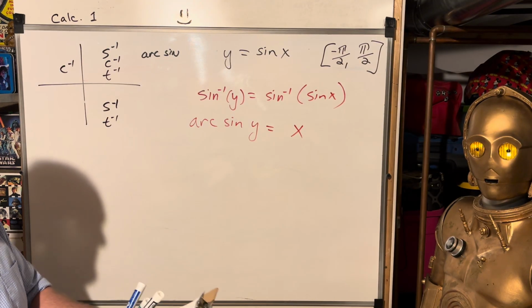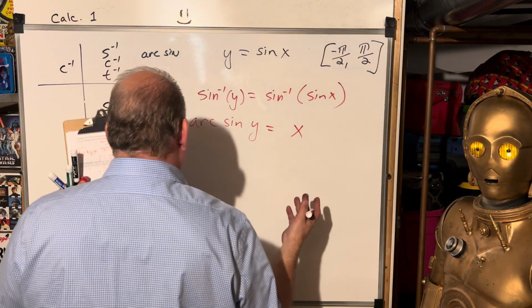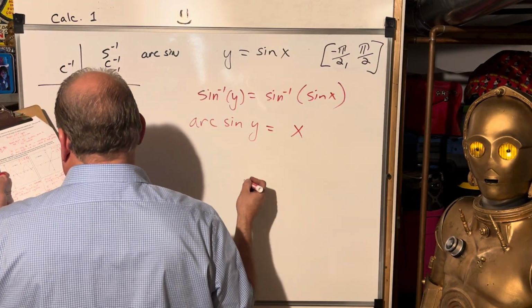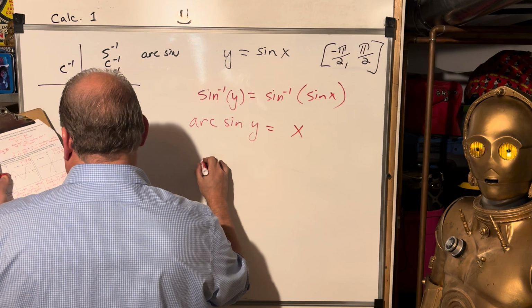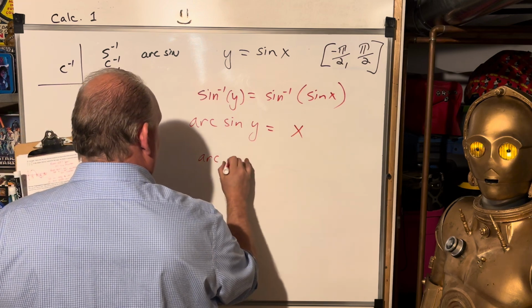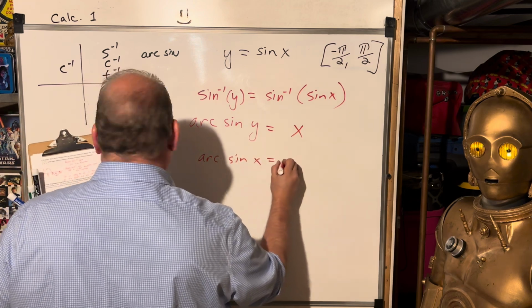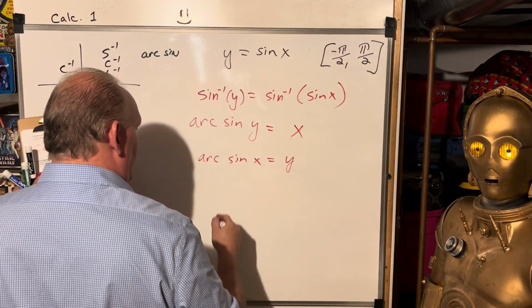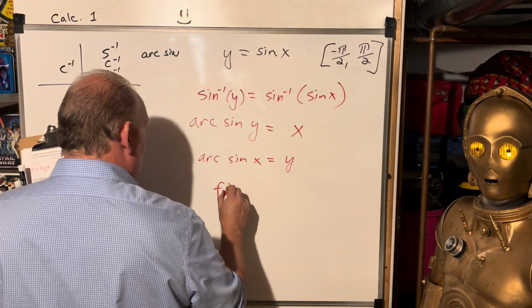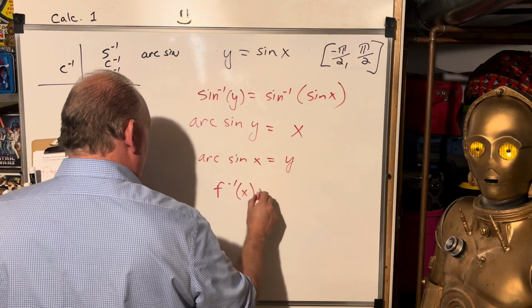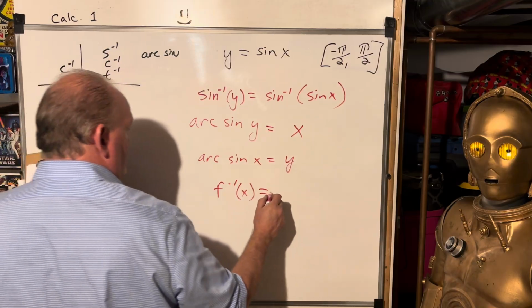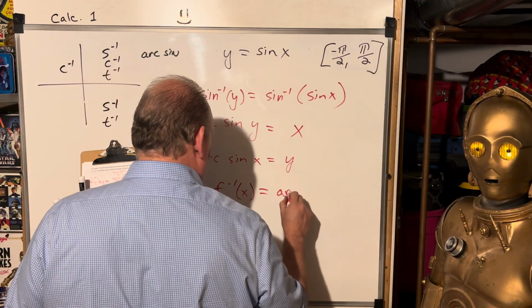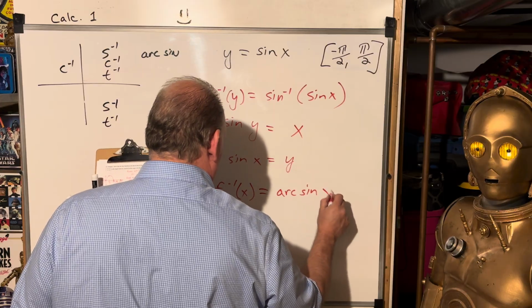Then you switch up the x's and the y's. Remember how to find it. And so we have arc sine of x is equal to y. And so the inverse function of x is the arc sine of x.